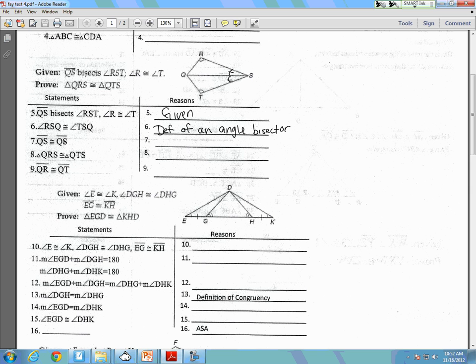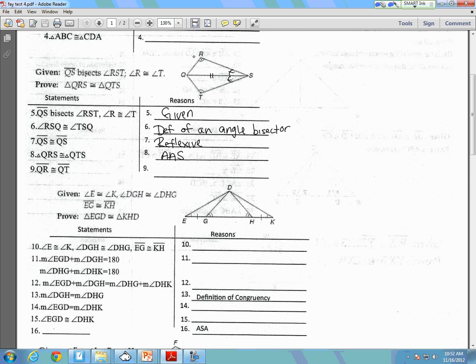QS is congruent to QS, number 7. Again, something's equal to itself or congruent to itself is a reflexive property. And now what we have is this image here. So we've got an angle congruent to an angle, another angle congruent to another angle, and a side congruent to a side. So you got angle, angle, side up top, angle, angle, side on the bottom. So now that is my reason for step 8, angle, angle, side.